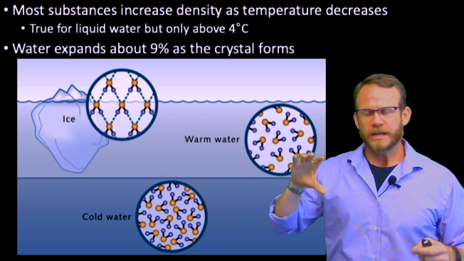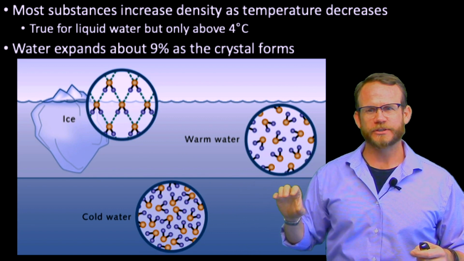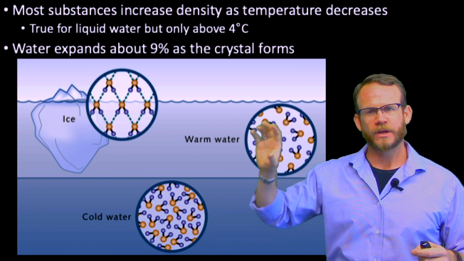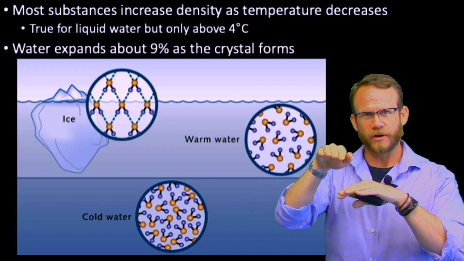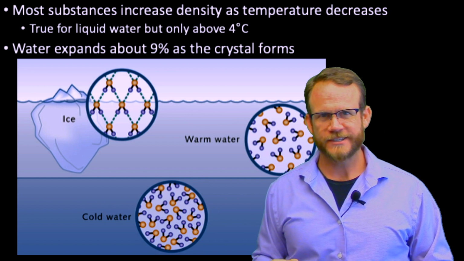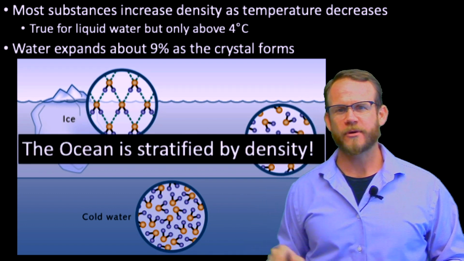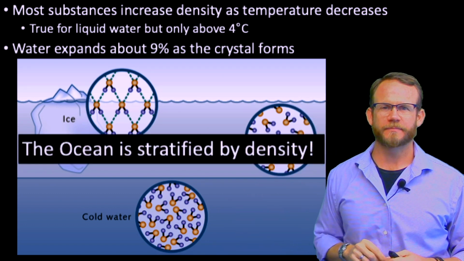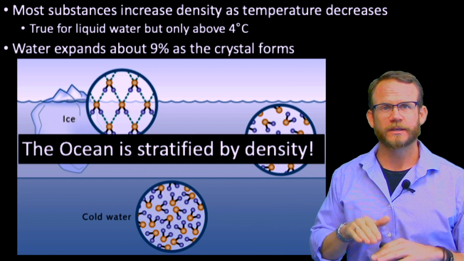So this is a very general way that the ocean looks. You have cold water on the bottom, warm water above it, just like our density columns, and ice floating on the top. And I said I'd come back to this, and this is one term really important to remember, and that is the ocean is stratified by density, or layered by density. You've got to remember that.